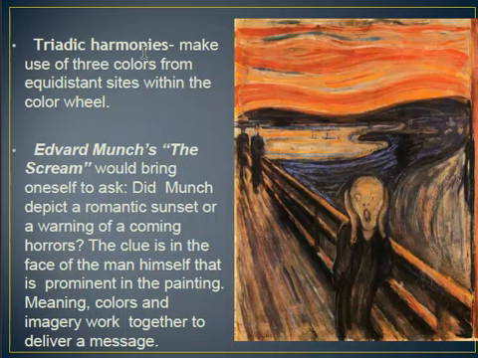Next is triadic harmonies. Make use of 3 colors from equidistant sides within the color wheel. So, parang tatlong colors na magkakalayo, equidistant to each other. So, we have blue, then we have orange, then we have red. And alam naman natin na since mostly primary colors sila, magkakalayo sila sa color wheel. Okay, so ayan po yung The Scream by Edward Munch.